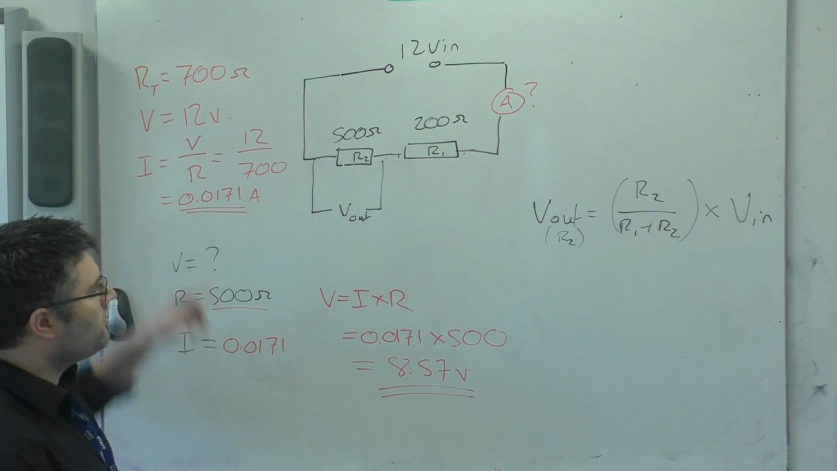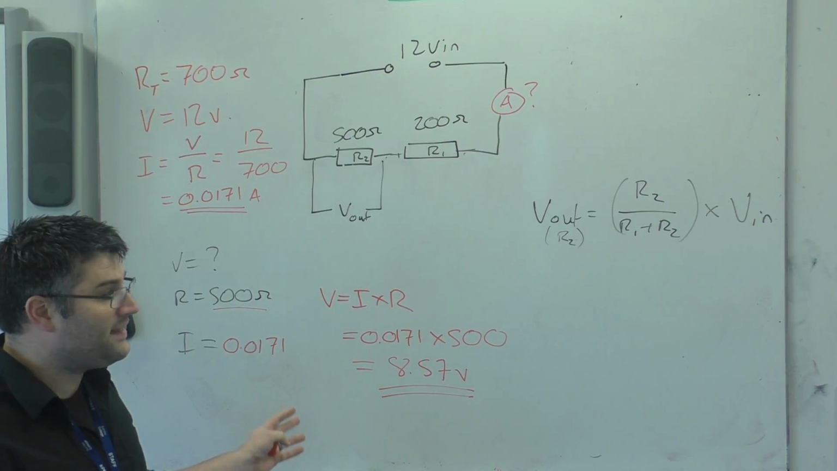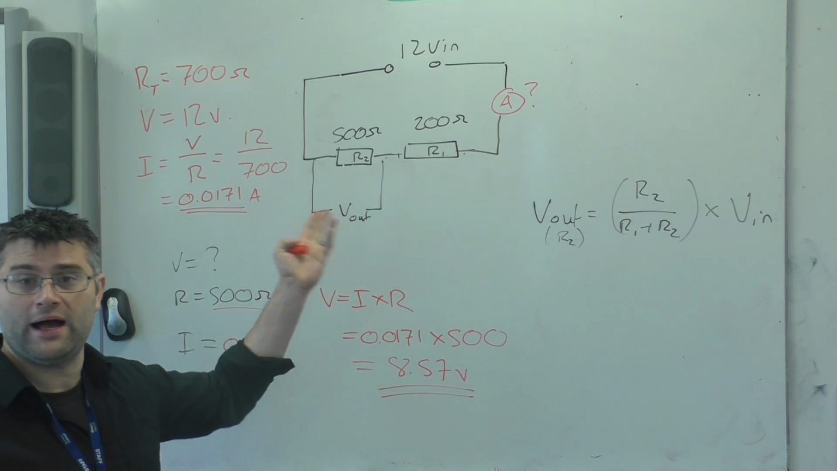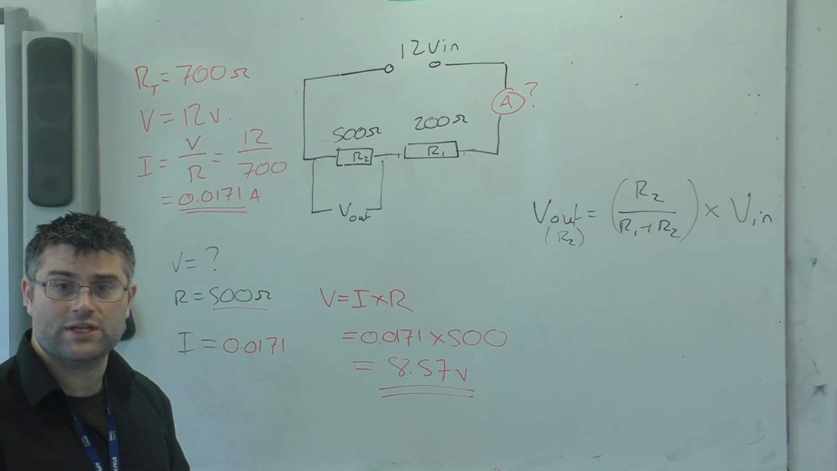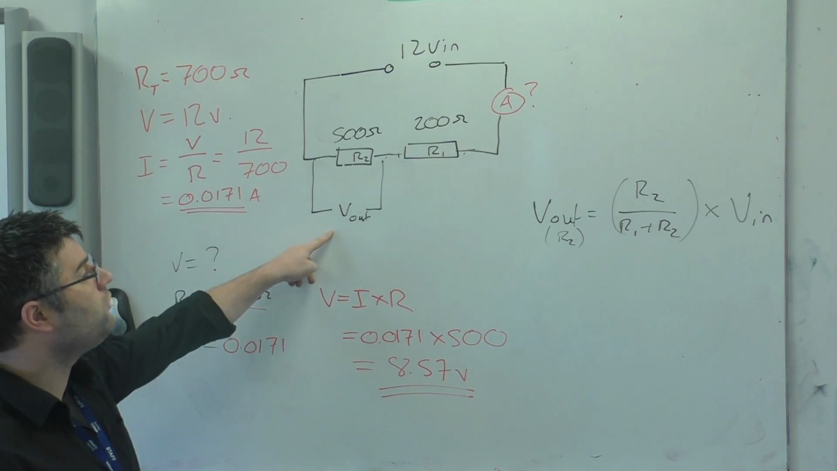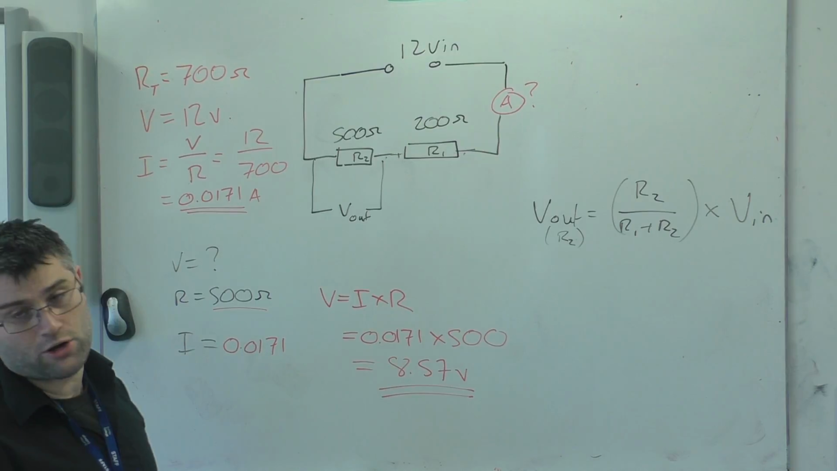So my understanding of Ohm's law has allowed me to work this out. I haven't learned anything new. I just basically looked at this circuit and said, oh, I can apply the resistance in series rule. I can then work out the current in this circuit using Ohm's law. I can then work out the voltage across my one resistor by using Ohm's law again.